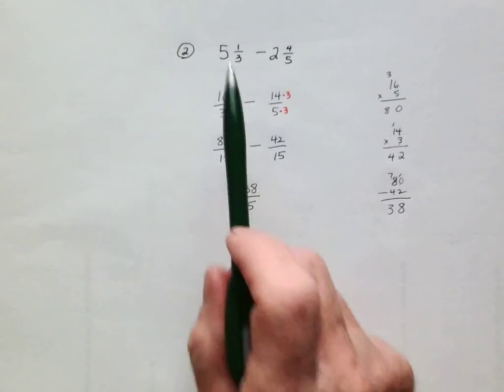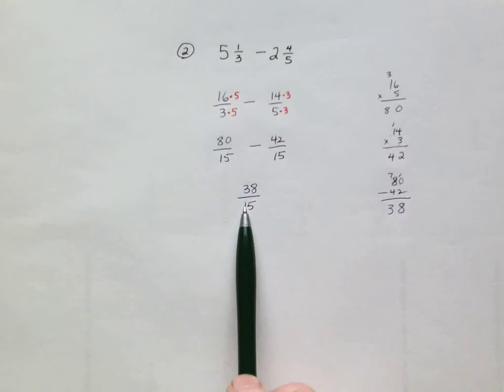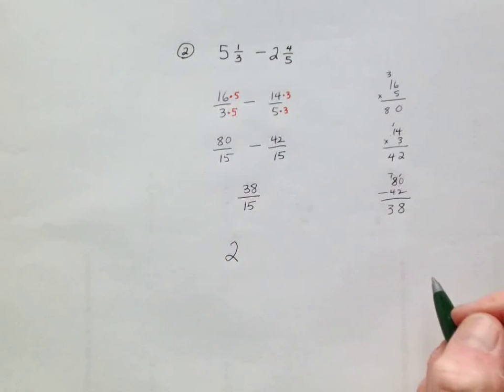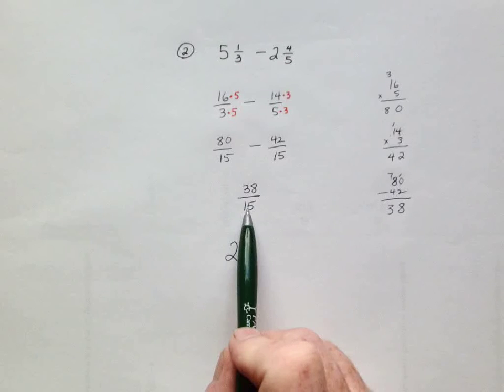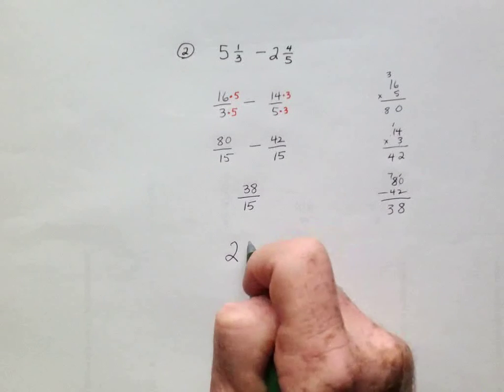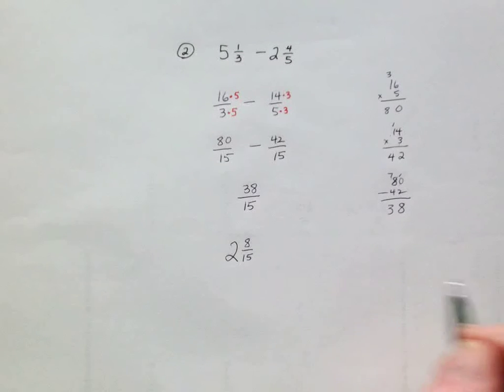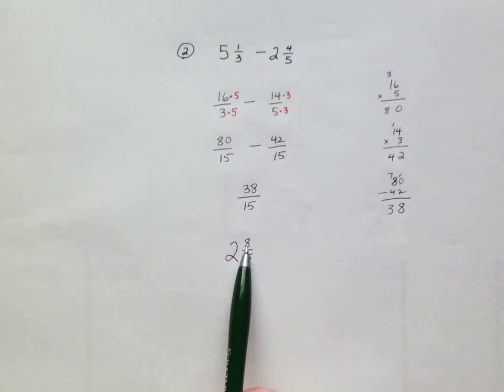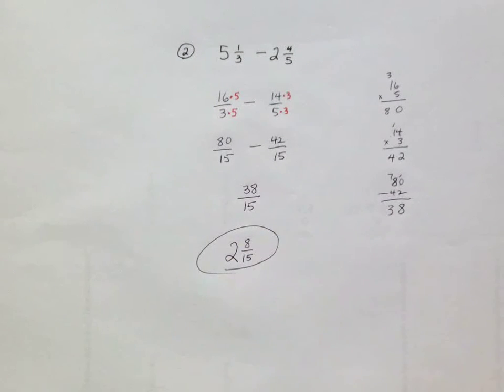And then the original problem has mixed numbers, so my answer should have mixed numbers. So 15 will divide into 38. Well, I know 15 times 2 is 30, so it will go 2 times. And then if 15 times 2 is 30, it leaves a remainder of 8. So 2 and 8/15. And then the last thing I have to do is check and see, could this be reduced? Well, the only numbers that will divide into an 8 would be, for example, a 2 and a 4, but neither of those will divide into 15. That means number 2 is done. On to number 3.